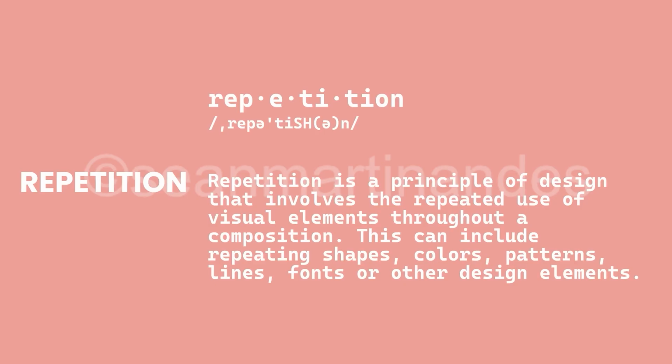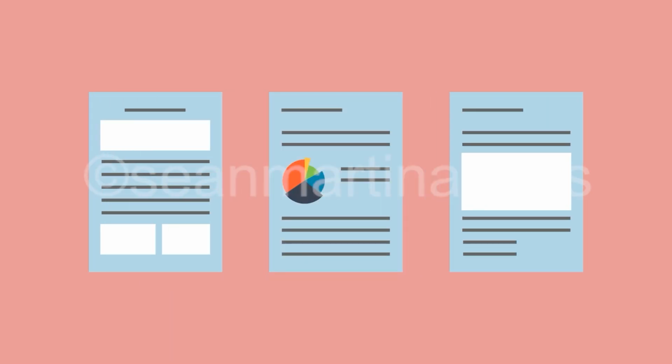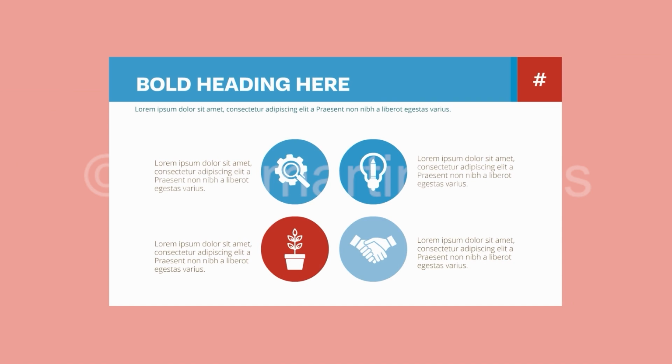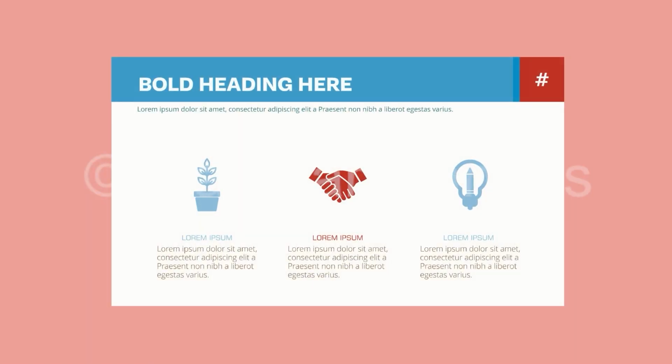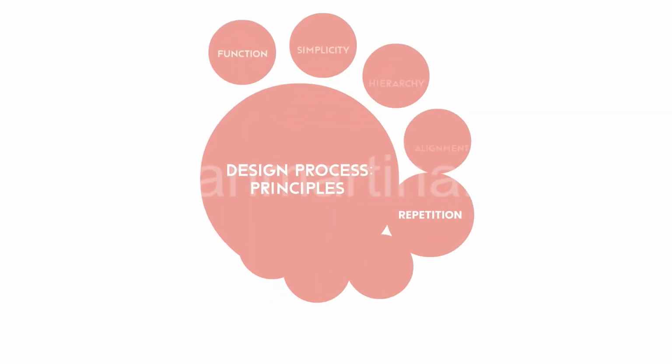Repetition is a principle of design that involves the repeated use of visual elements throughout a composition. This can include repeating shapes, colors, patterns, lines, fonts, or other design elements. Repetition creates a sense of visual unity and consistency throughout a composition. Consistency is key when it comes to instructional materials. It can also be used to emphasize key concepts or ideas that are important for students to understand. By creating a consistent visual style, you can relax and your students can just focus on the content of the material. Next would be the principle of contrast.